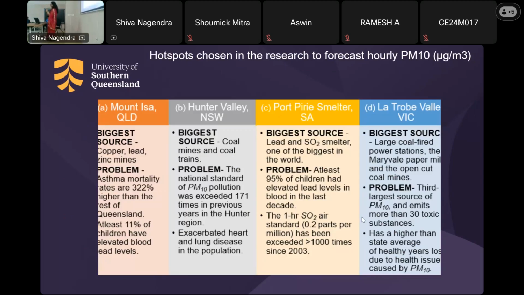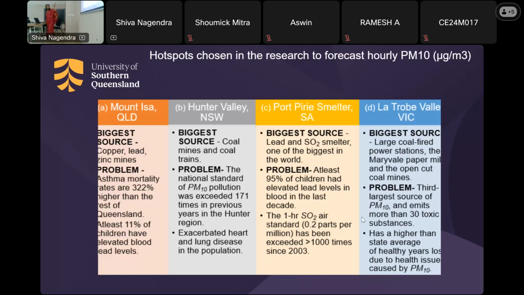What happens is people who are working in the mines, their families are living there, their children are living there. So the pay is very high, but these are the problems which are not curable, which are happening in those areas. So when the study was conducted only on young children, 11% of children had elevated blood lead levels.